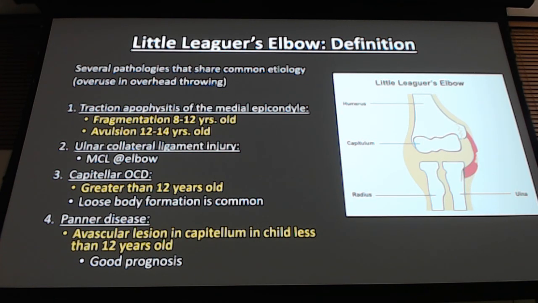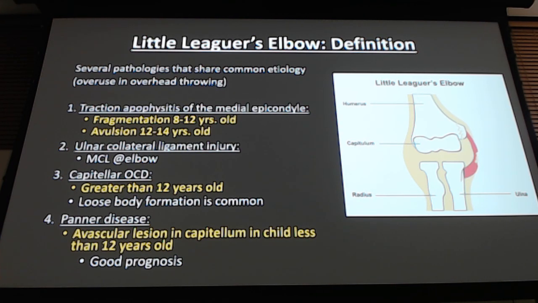Ulnar collateral ligament injuries. Well, we just talked about that. That doesn't really change. Okay? I put there MCL at the elbow just to confuse somebody. Right? Because I keep telling you guys ulnar collateral ligament, but it's also the MCL, correct? Same thing. Capitellar OCD, osteochondritis dissecans. Okay? So that occurs in patients that are greater than how many years old? 12. So you see what I'm getting at? Like the 12 is kind of in there, and you're like, well, is it this, is it that? But the thing about OCD is that they have the loose body formation. That's what distinguishes it.